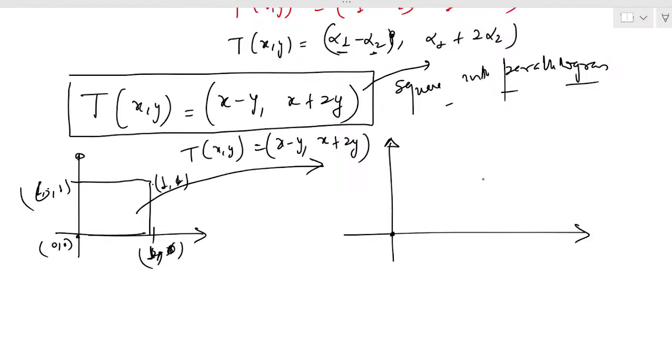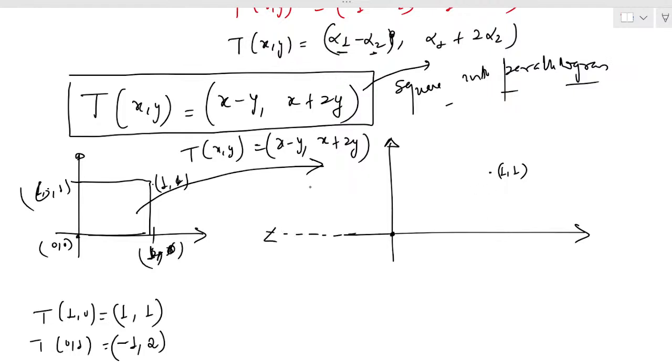Let me write, this is your straight line. Here it is 1 comma 1. Is that clear? You can see it on your own. What is T of 1 comma 0? It would be 1 minus 0, which is 1, and 1 plus 2 times 0. Where is T of 0 comma 1 going to get mapped? It is going to get mapped to minus 1, and then you have this 2 here, so minus 1 comma 2. This would be minus 1 somewhere here, and not here exactly. So I will have to draw it all over again. Just give me a minute.